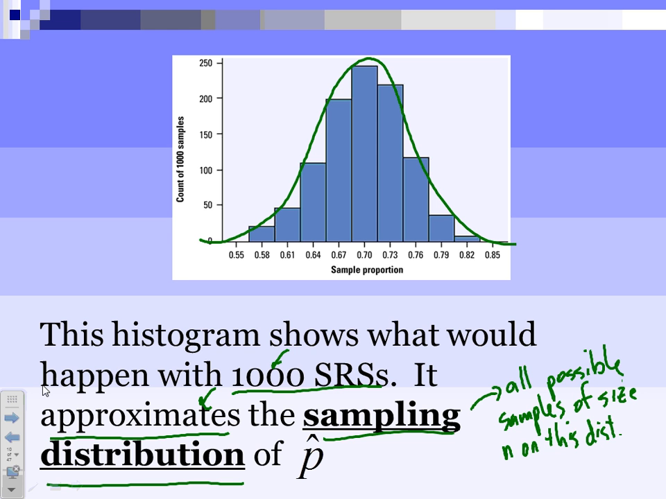Does it appear that it's roughly symmetric? Yeah, pretty roughly symmetric. In fact, it's probably close to normal as well. How about its center? Not surprisingly, it's centered there at 0.7. And as far as the spread, it looks like it goes down to as low as 0.58 and as high as 0.82. Okay, with the true mean being centered there at 0.7.